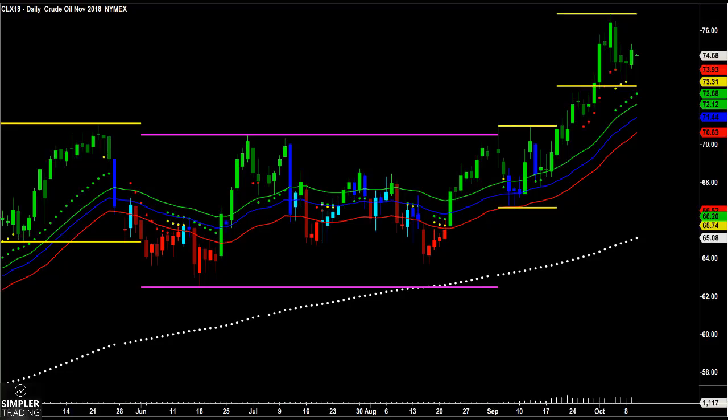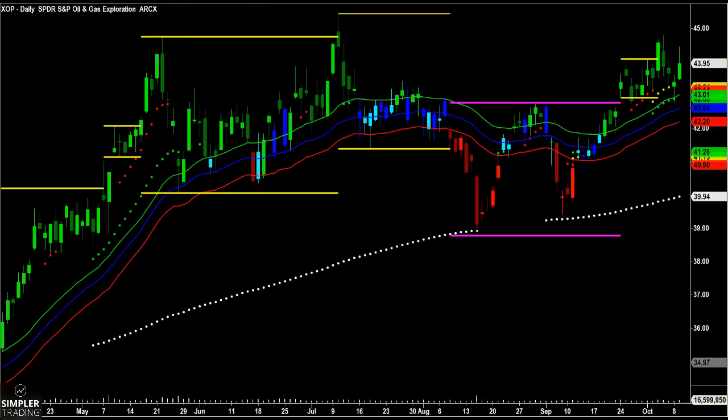I can tell you there's a good bit of short interest right now, and mostly the place I've seen it the most is in the XOP. There's actually a pretty good move in short interest on the XOP, which is the Oil and Gas Explorers. This contract right here. So there are a lot of interesting moving parts in crude, and we'll talk more about that.